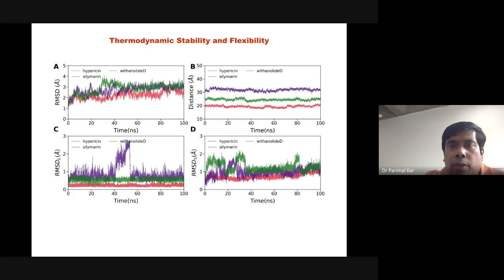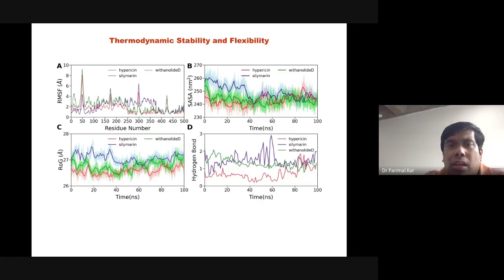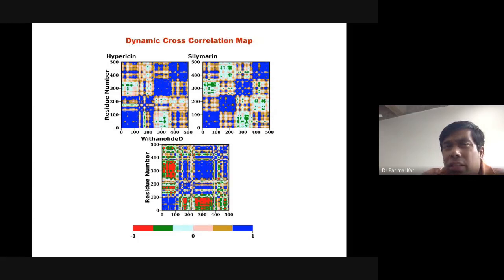If you look at figure B, you can see that the distance between the center of mass of the ligand and the protein is more than 30 angstrom, so it is coming out. Here also you can see how they have an effect on the atomic motions.